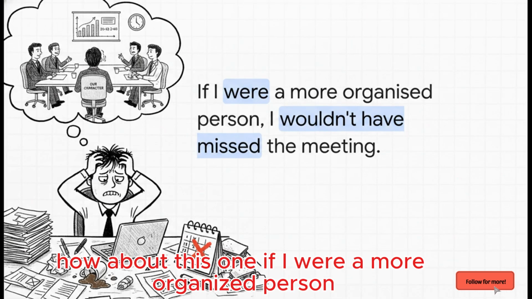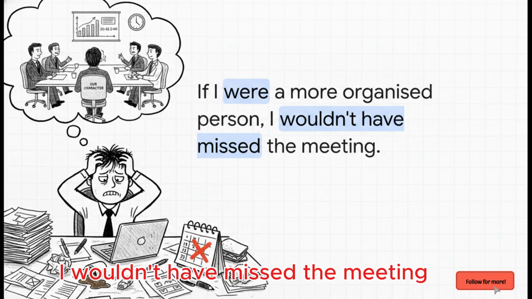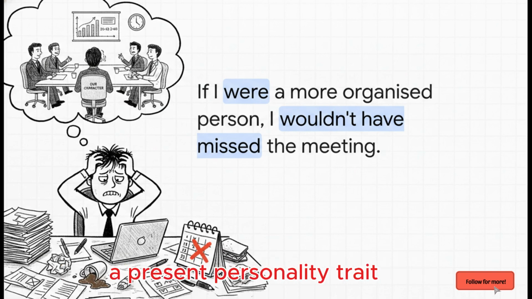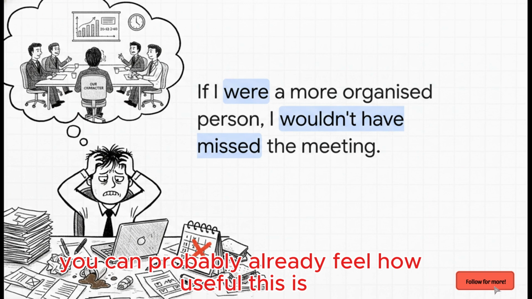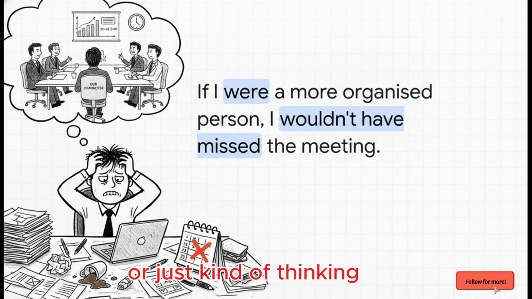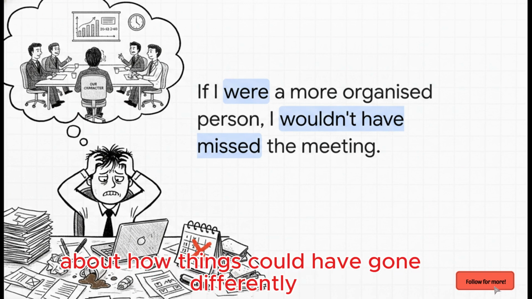How about this one? If I were a more organized person, I wouldn't have missed the meeting. It's the same deal, right? A present personality trait, being disorganized, connects straight to a specific past event. You can probably already feel how useful this is for talking about regrets or just kind of thinking about how things could have gone differently.